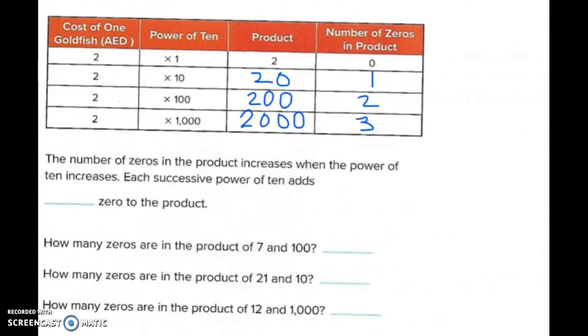Very good. Let's answer a few questions. The number of zeros in a product increases when the power of 10 increases. Each successive power of 10 adds 1 zero to the product.